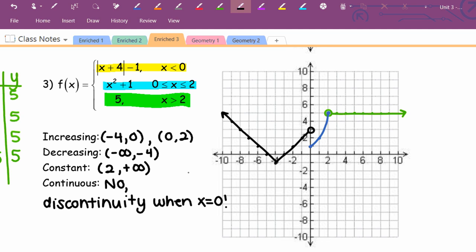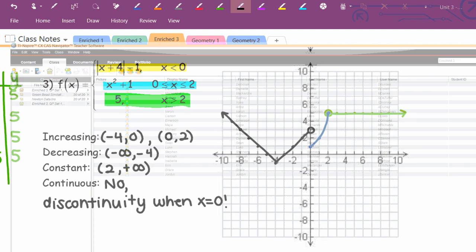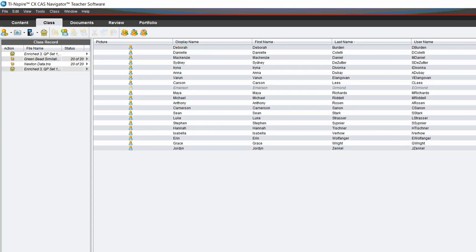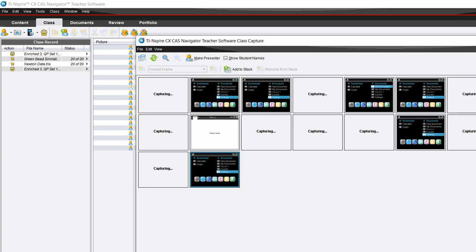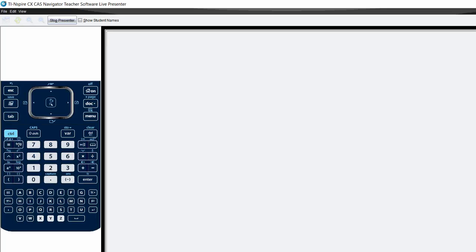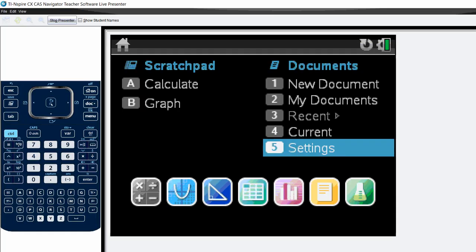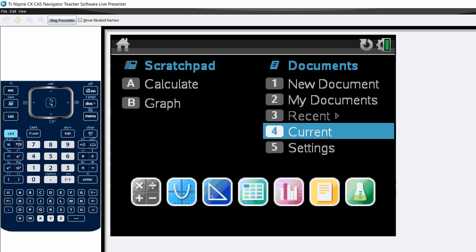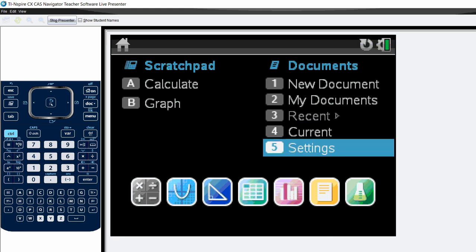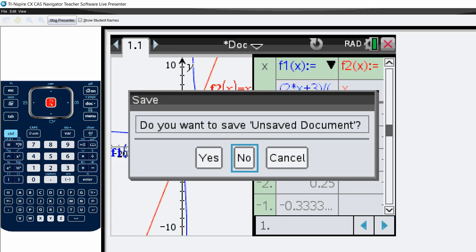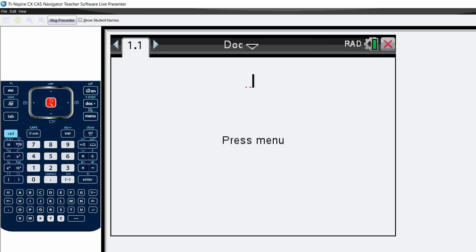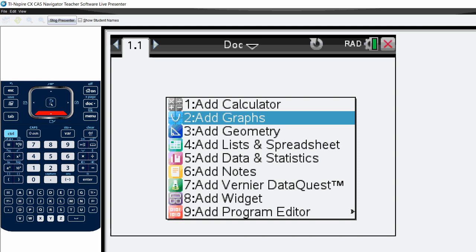Okay. Now, do me a favor. You can take your calculators out in just a second. We're going to show you if we did this right or not. So, everybody, please go to home screen and get yourself a brand new graphing document. So grab a new doc. Don't save anything that's there. We need to make a graphing one.